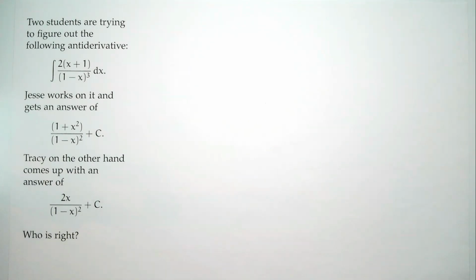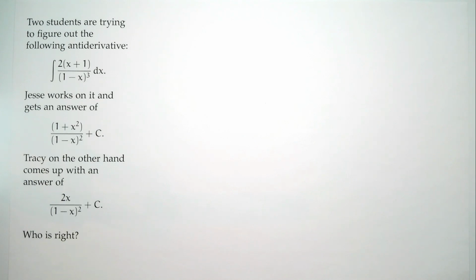Good job, Jesse. Now Tracy, on the other hand, comes up with an answer of 2x divided by 1 minus x squared plus c. Now the question is, who is right? Now, when you're working on things, it's not unusual for people to come up with different answers because people make different mistakes. So it seems like there's 3 possibilities. Jesse could be right, Tracy could be right, or they could both be wrong. It is quite possible that neither of them found the right antiderivative.